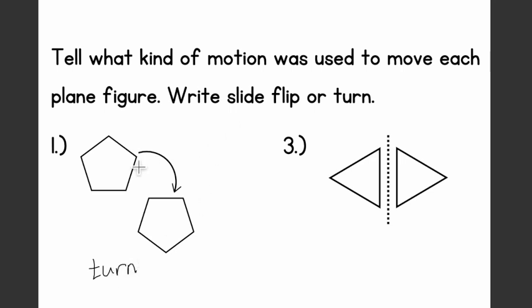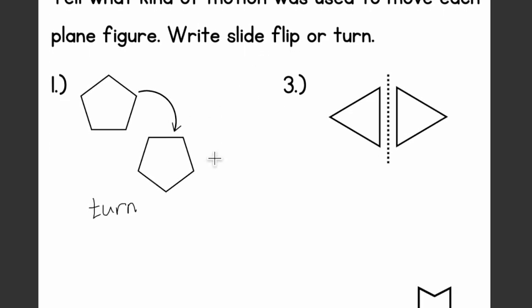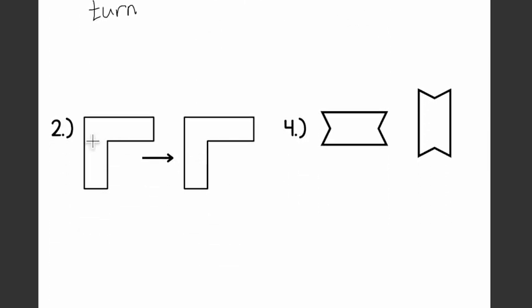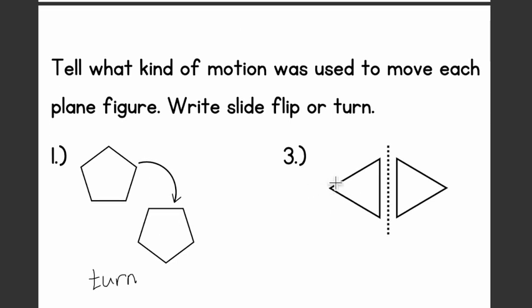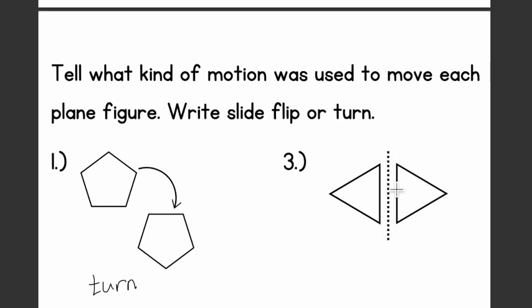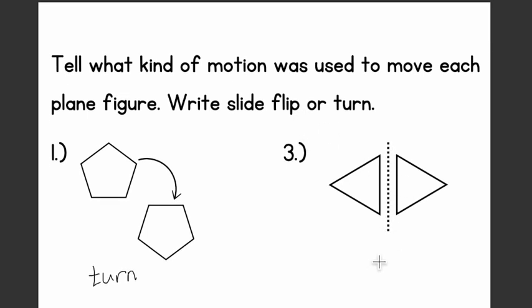We couldn't do this by simply moving it or flipping it. Look at number two. It looks like we have an L-shaped figure, and it was moved across the screen a little. So we put slide. For number three, looks like we have a triangle, and it's flipped across this line right here. So it looks like a mirror, and we would put flip.